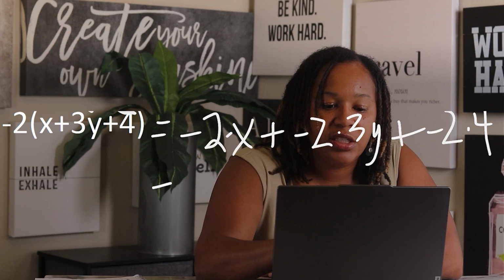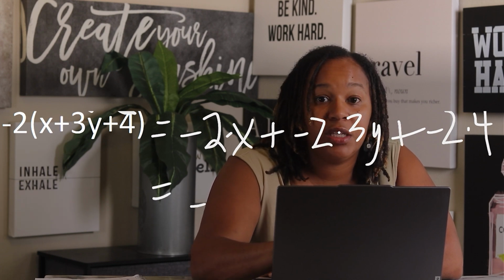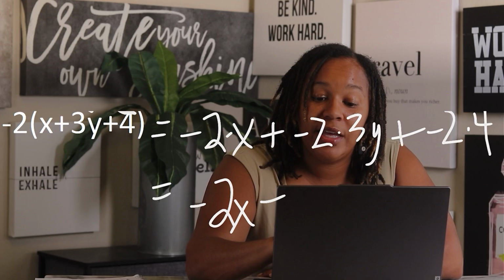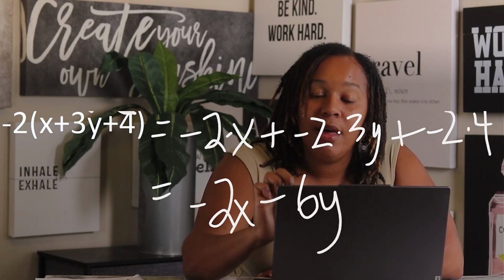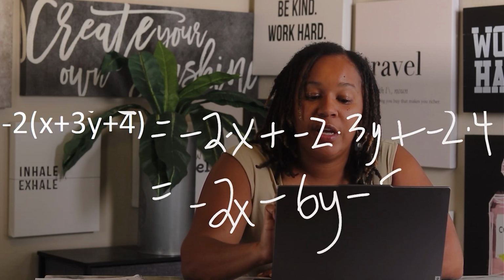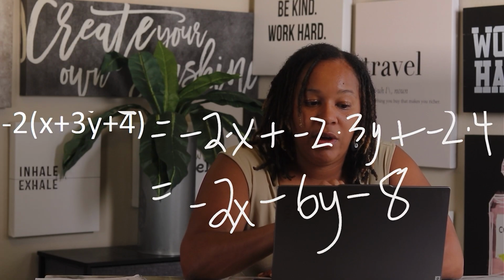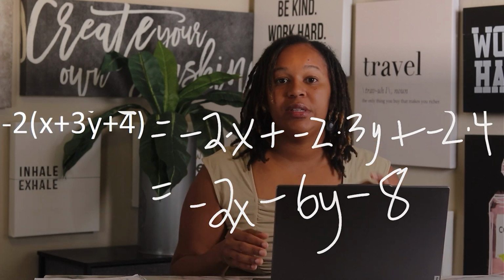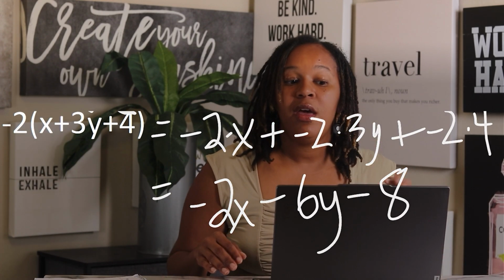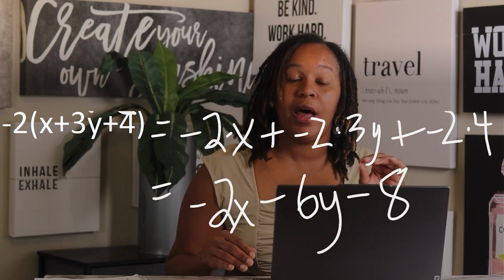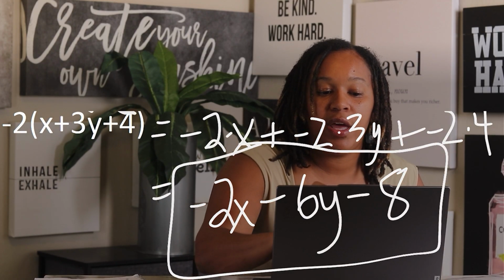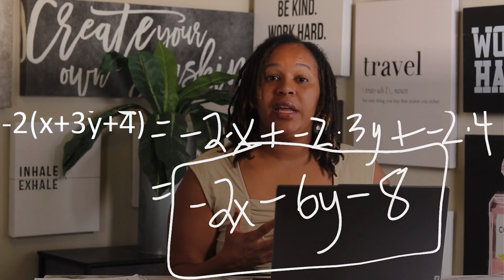All right? And so you end up getting negative 2 times x, which is negative 2x. Negative 2 times 3y is a negative 6y. And then negative 2 times 4 is a negative 8. Okay? So basically, all of those signs in the parentheses were positive, but that negative made them all negative. And so we also multiply each of those by 2. So your final answer ends up being negative 2x minus 6y minus 8.